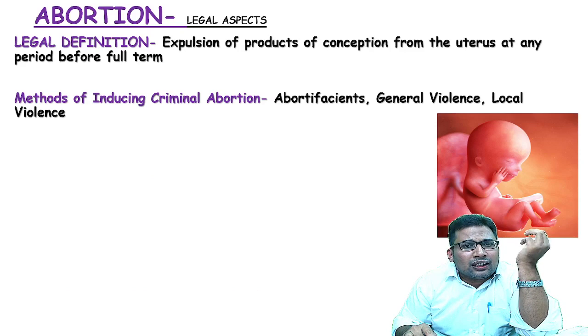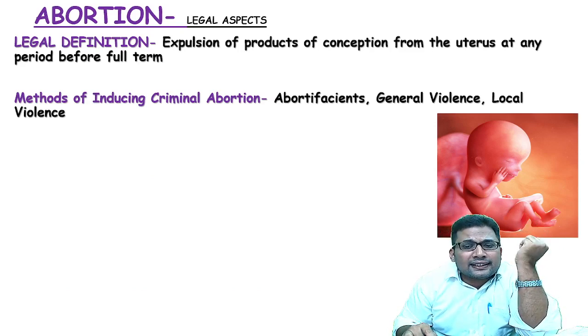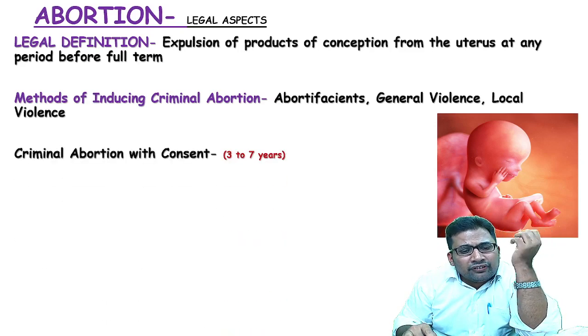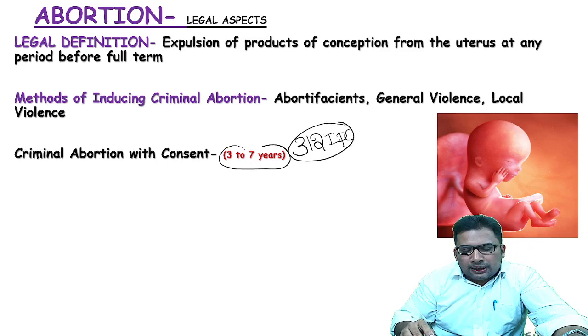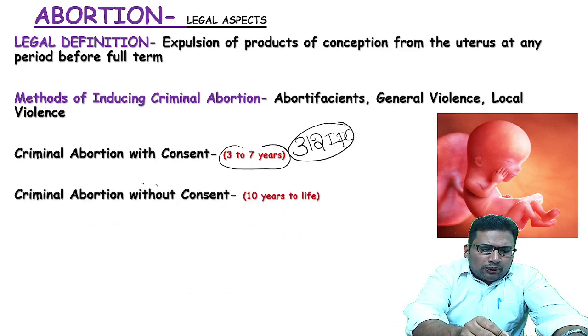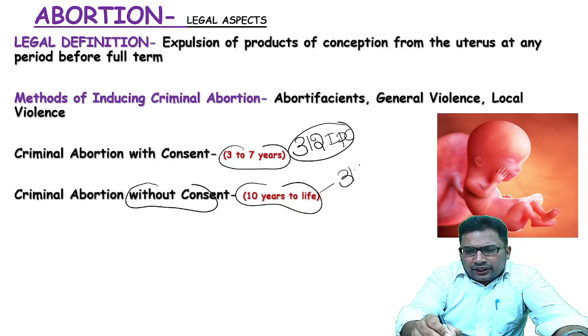So methods, abortifacient, again it's a repeat question. It can be asked in upcoming exam. General violence, local violence. Criminal abortion with consent, that is 312. That is 3 to 7 years of imprisonment. Criminal abortion without consent, 10 years to life, 313 IPC.